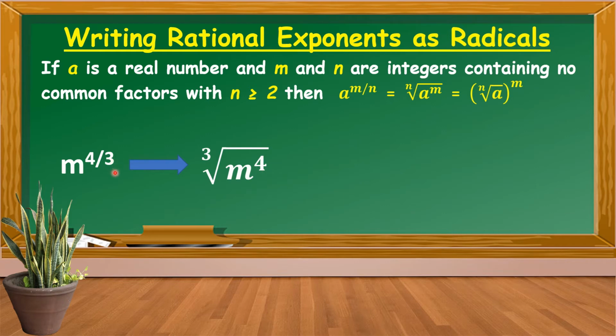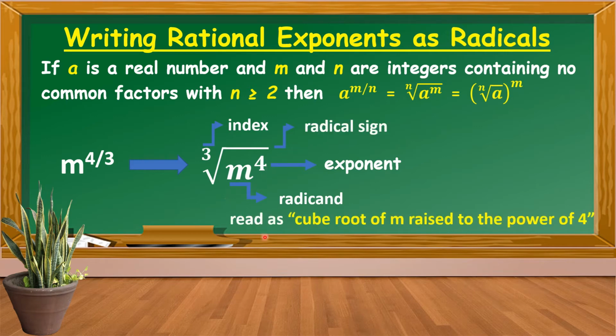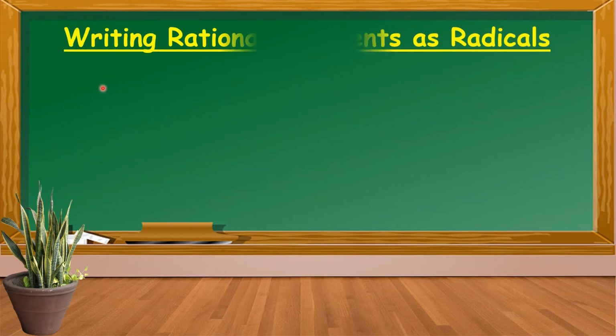The denominator of our rational exponent becomes the index. Then our numerator becomes the exponent of m. m here is called the radicand. So, the index is 3, 4 is the exponent, and m is the radicand. And we have here the radical sign. This is read as the cube root of m raised to the power of 4.